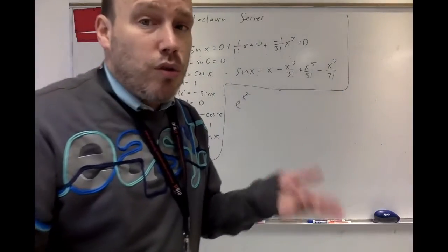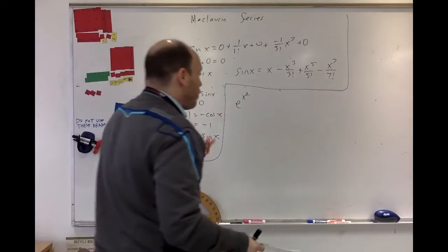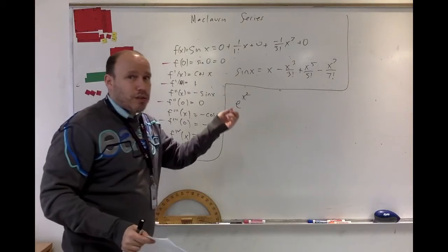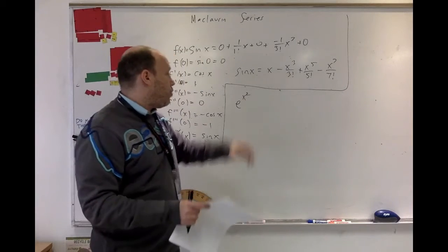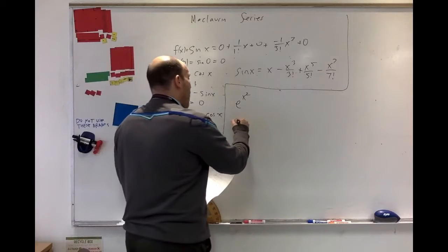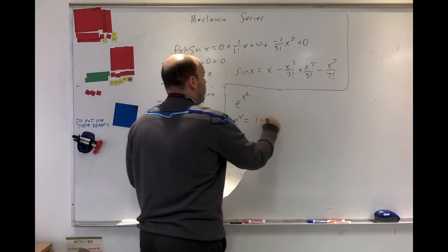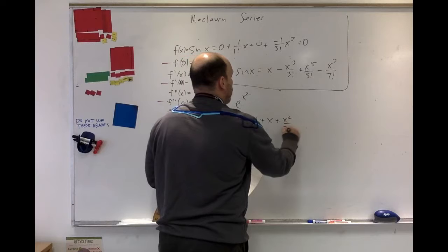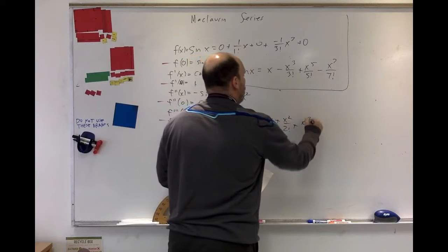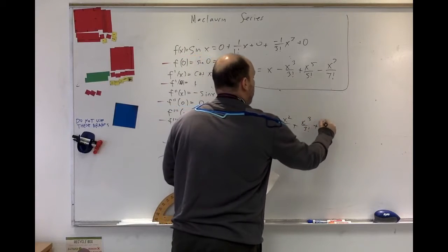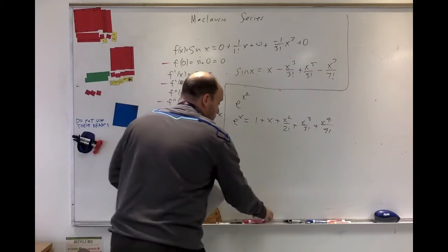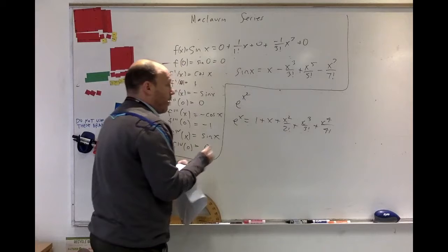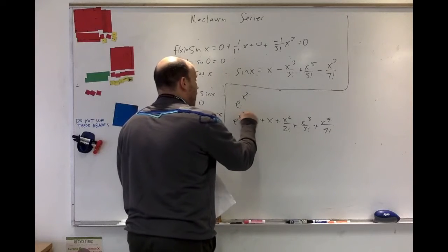And the idea is, as long as you know e to the x, sine of x, cosine of x, anything, you can substitute. So we know that e to the x is equal to 1 plus x squared over 2 factorial plus x cubed over 3 factorial plus x to the 4th over 4 factorial. I can simply say, you know what? Wherever I see an x, I'm going to replace that with x squared.